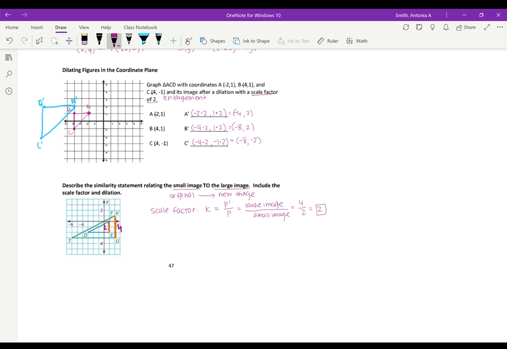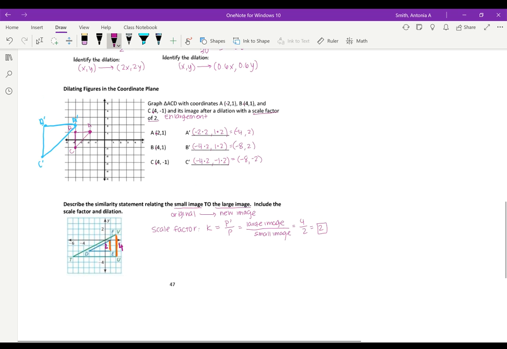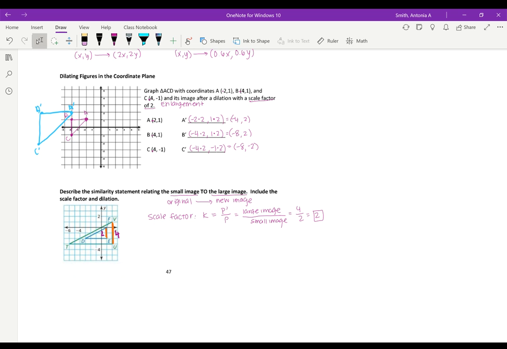So my dilation, and this is kind of what we did at the top here, identify the dilation. My dilation takes every point xy and it turns it into the point 2x, 2y. So is this an enlargement or a reduction? Well, we're taking a smaller image and we're turning it into a bigger image. This is an enlargement.